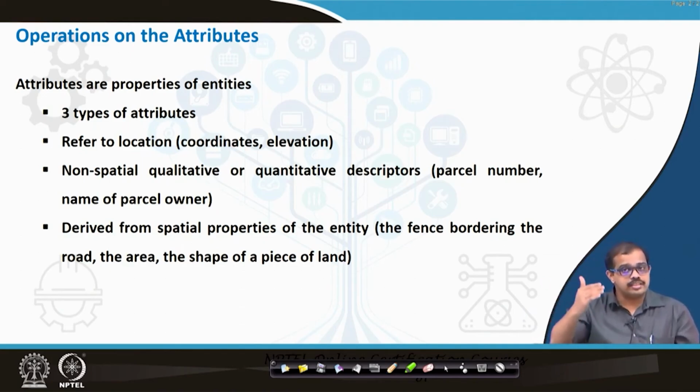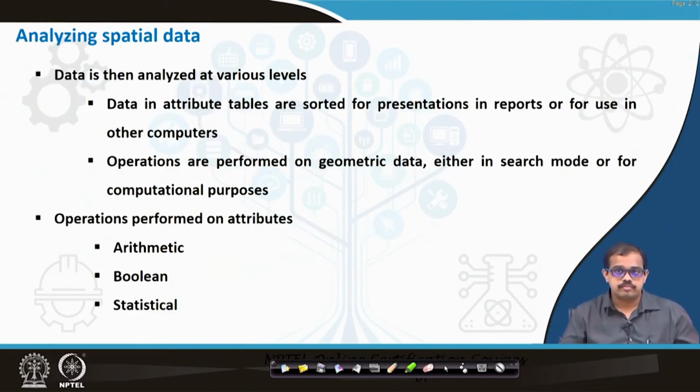So, using these 3 different properties, there are operations that can be done on each of this data. It can be your arithmetic operation, it can be a Boolean operation, it can be a statistical operation, it can be any kind of operation that you may infer in getting the outputs. And when you are looking at this spatial data, data is normally analyzed at attribute tables or sorted out for presentation in reports or for use in other computers.